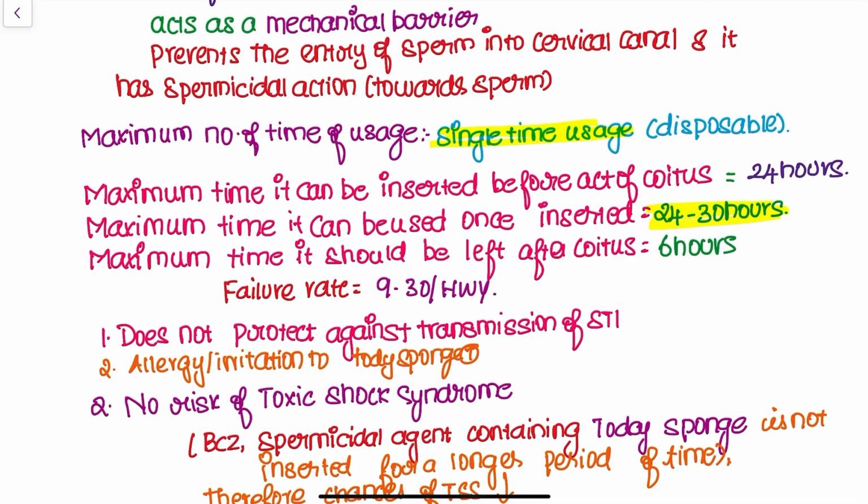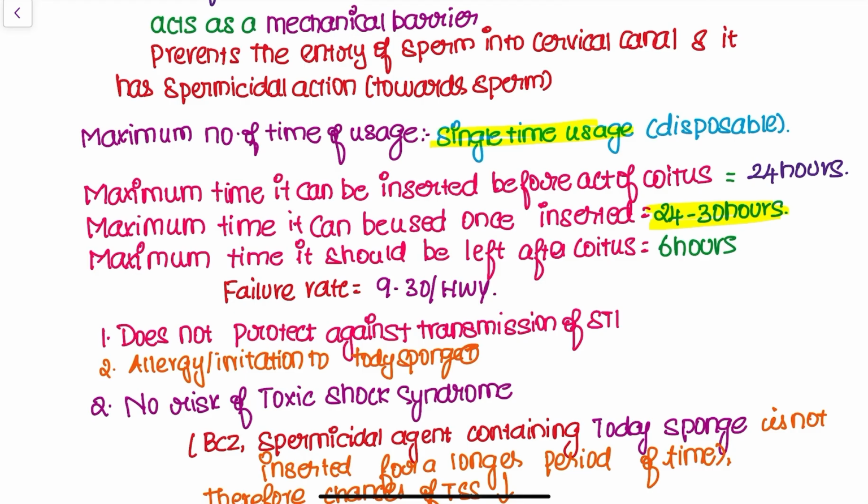And what about the time of insertion? How much time before the act of coitus can she insert this, and how much time after the act of coitus can she remove it? Before having the act of coitus, she can insert this today's sponge about 24 hours ahead. So before 24 hours of the act of coitus also she can insert this.